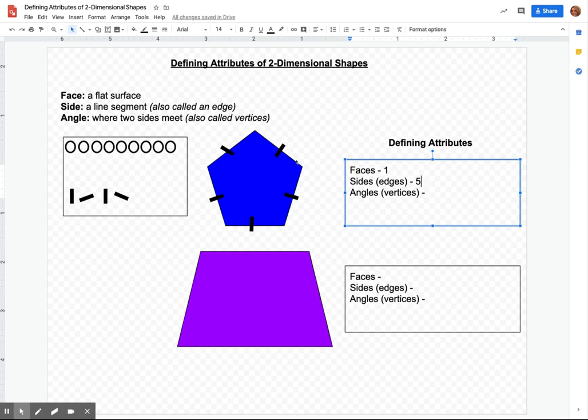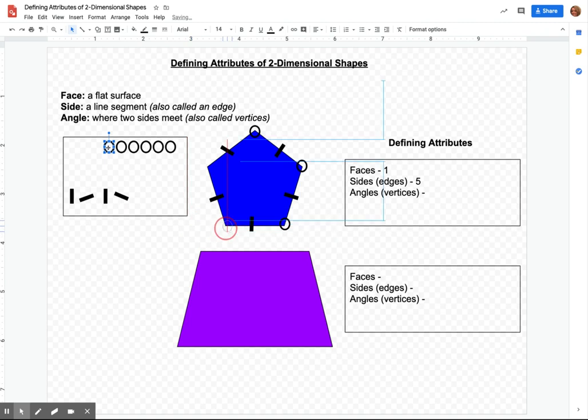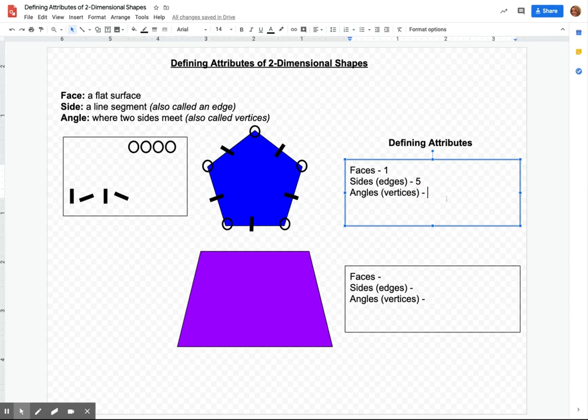And then we're going to count our vertices or our angles. And again, I'm going to put a little mark on the vertice that we count so we don't lose track. 1, 2, 3, 4, 5. Okay, so this shape, sorry, it's not letting me type. This shape has 5 angles or 5 vertices. Okay, let's look at our next shape.